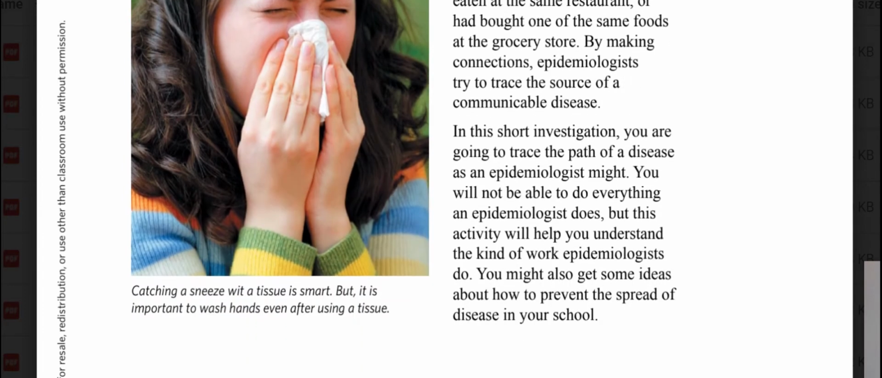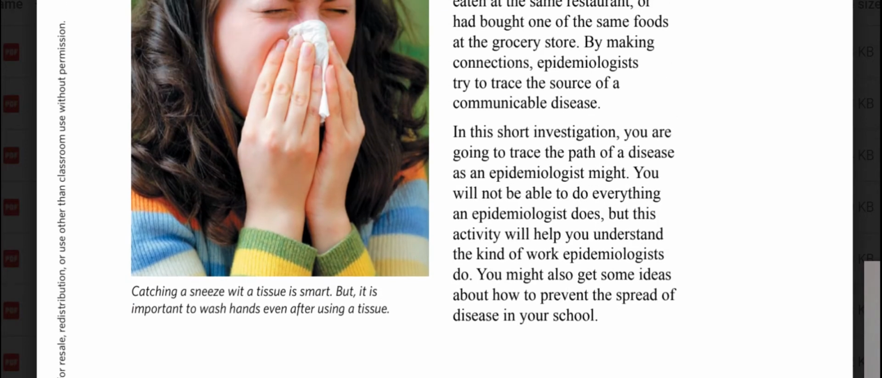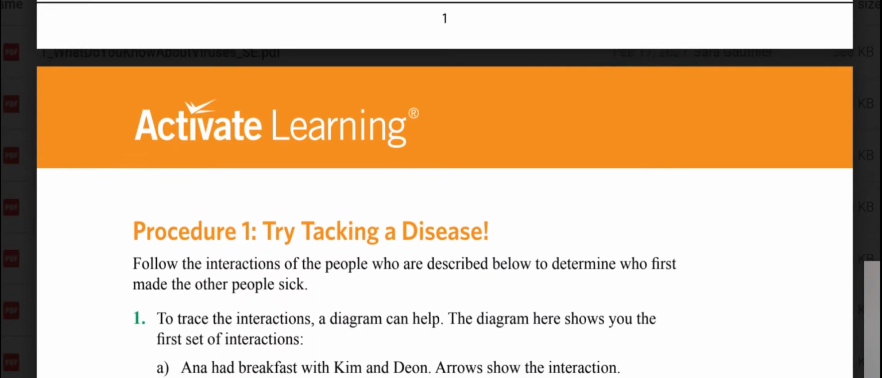In this short investigation, you're going to trace the path of a disease as an epidemiologist might. You will not be able to do everything an epidemiologist does, but this activity will help you understand the kind of work epidemiologists do. You might also get some ideas for how to prevent the spread of disease in your school. So you can see the caption for our picture: catching a sneeze with a tissue is smart, but it is important to wash hands even after using a tissue. Okay.